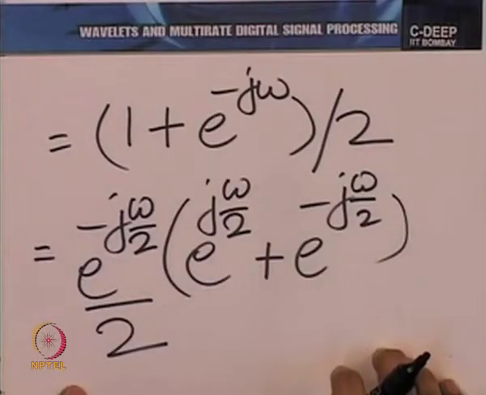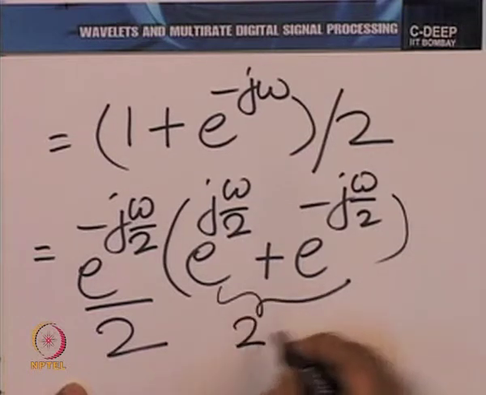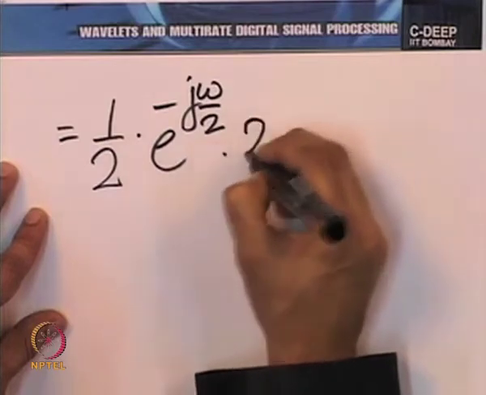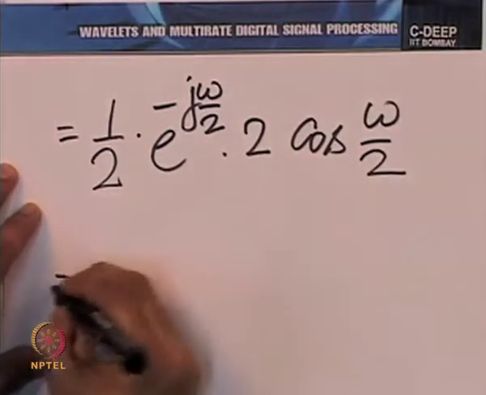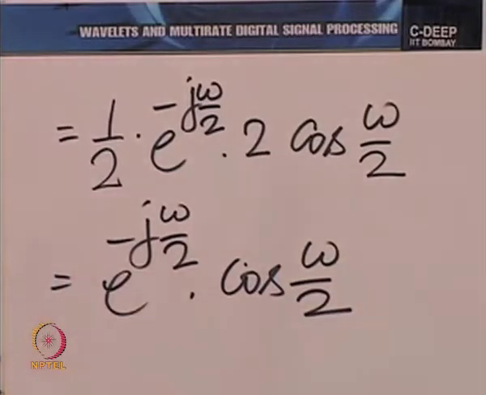Which we can simplify. We can take an e raised to the power minus j omega by 2 common here, and then put e raised to the power j omega by 2 plus e raised to the power minus j omega by 2 inside the bracket and leave the half factor as it is. So, this is what we have here. Now, recognize that this is essentially 2 times cos omega by 2. And therefore, we have half e raised to the power minus j omega by 2 times 2 cos omega by 2, which gives us e raised to the power minus j omega by 2 times cos omega by 2. This is the frequency response.